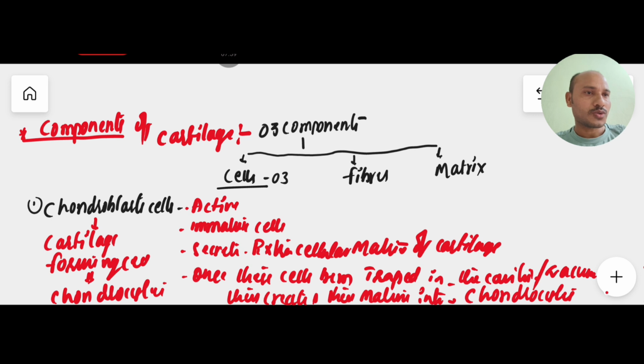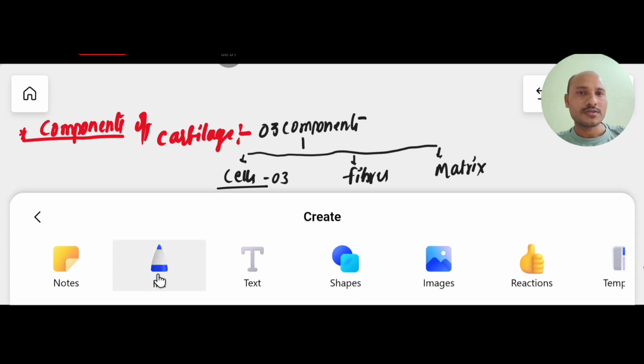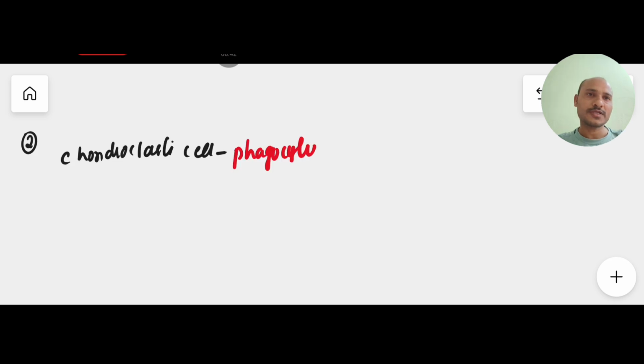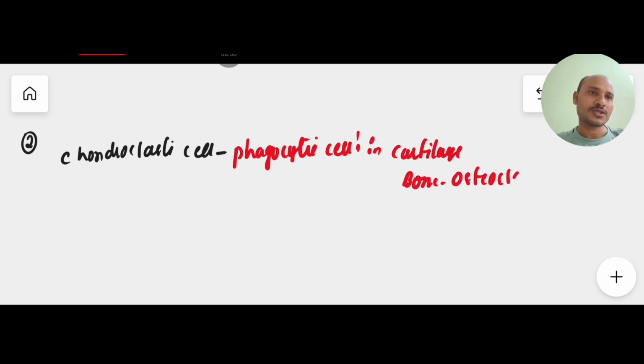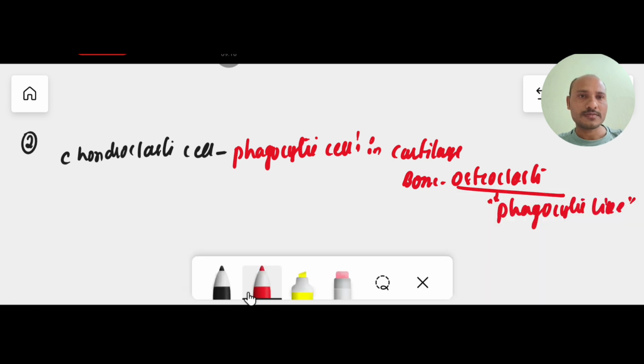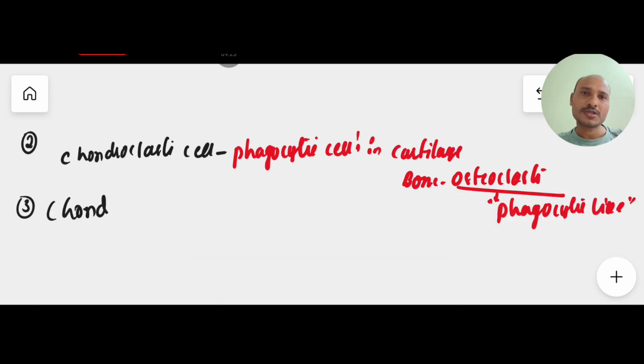Now, coming to one more important cell present in cartilage, that is chondroclasts. Chondroclasts are phagocytic cells in cartilage. Like in bone we have osteoclast cells, and in bone the osteoclast is a phagocytic cell, likewise in cartilage the phagocytic cell is the chondroclast cell.